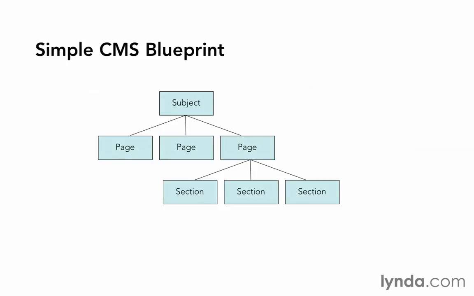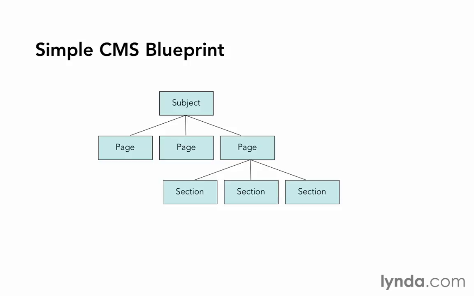Another way to diagram it would be like this. A subject has several pages, and then a page has several sections. This concept where we have many objects that belong to another object is common with relational databases. We call it a one-to-many relationship. For that relationship to work, the pages table will need a foreign key to help it keep track of which subject it belongs to. We talked about foreign keys earlier.